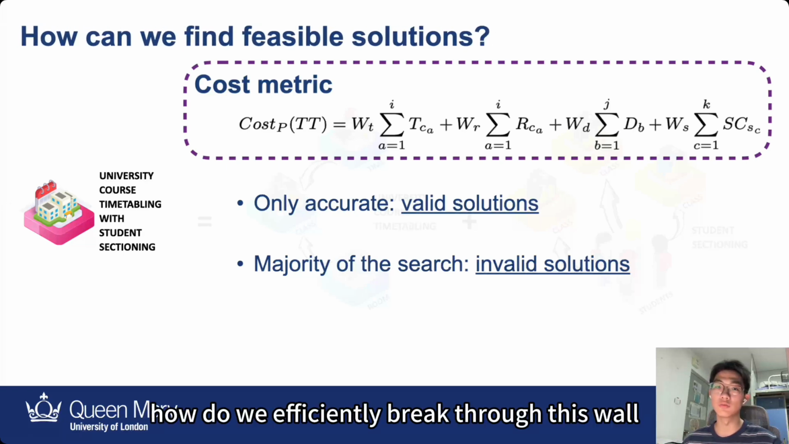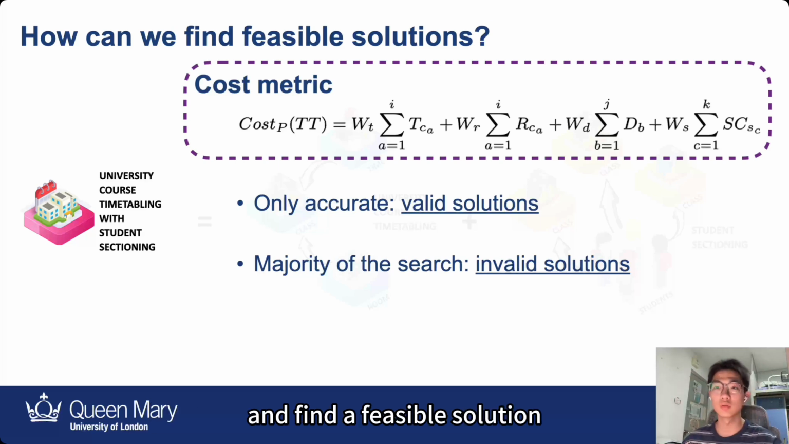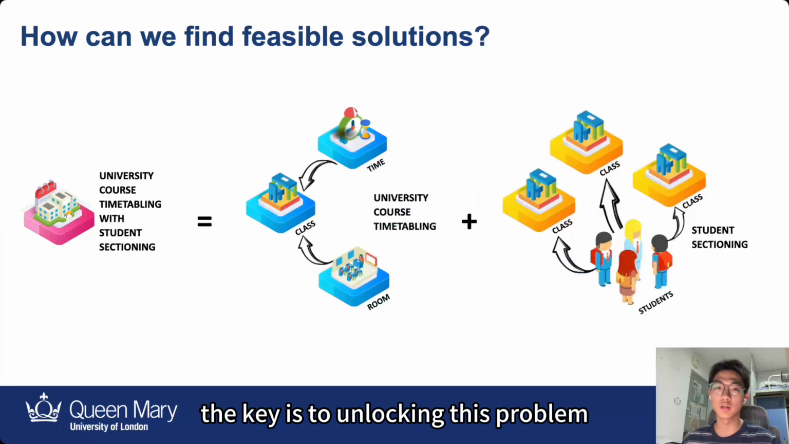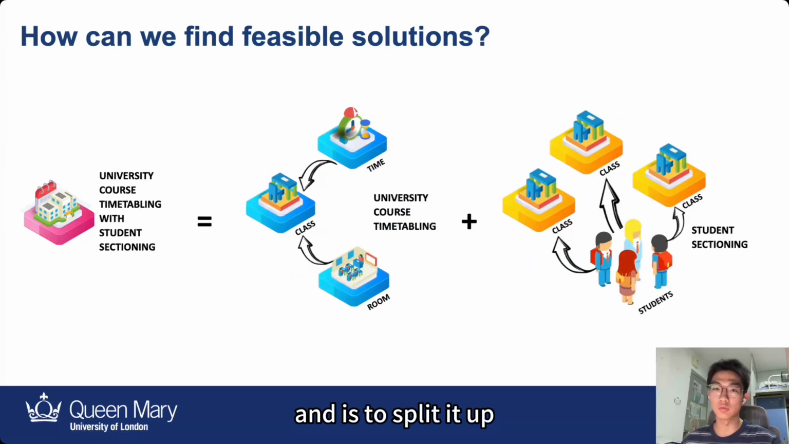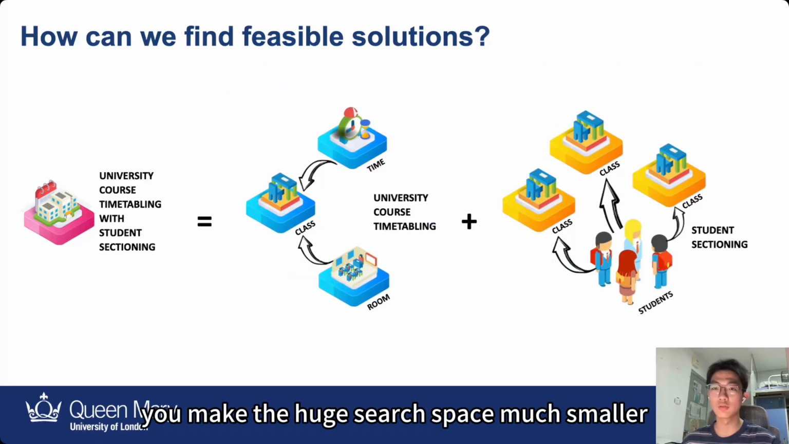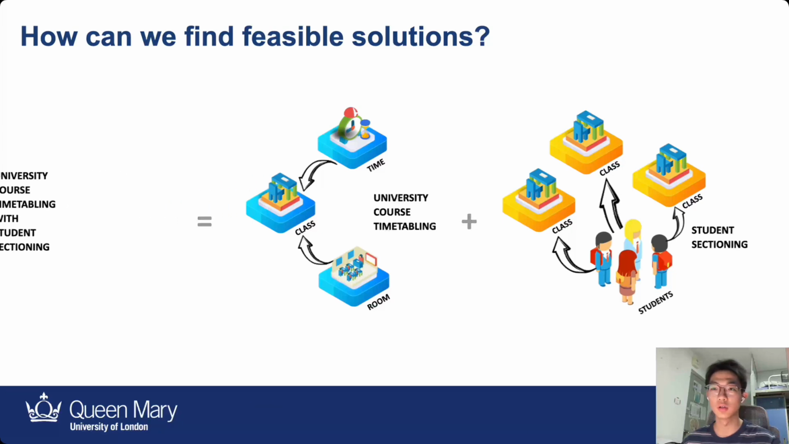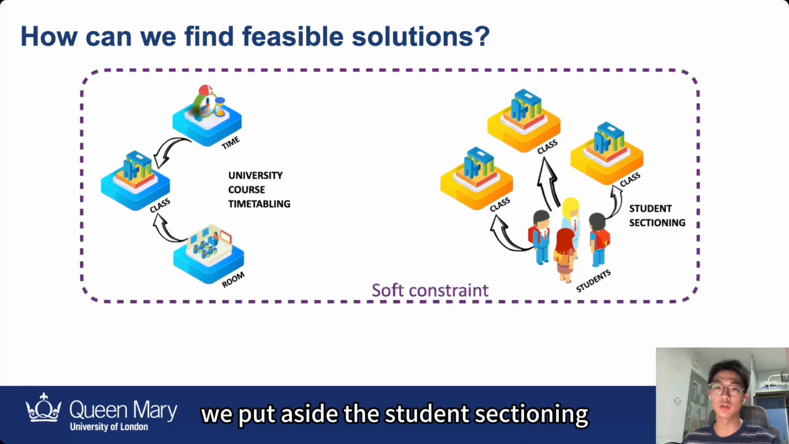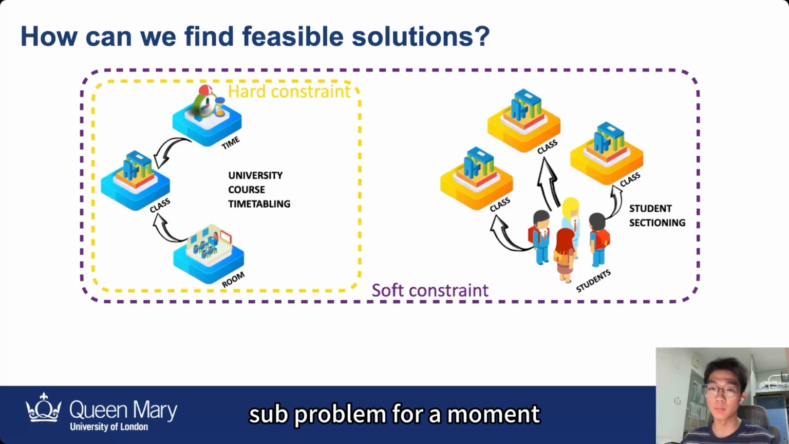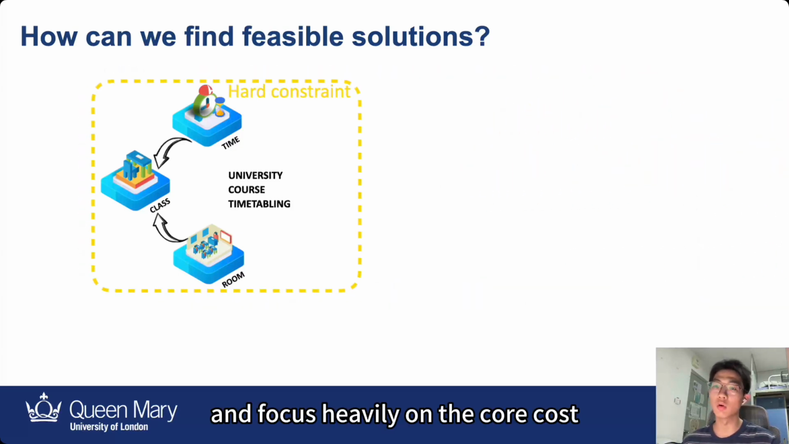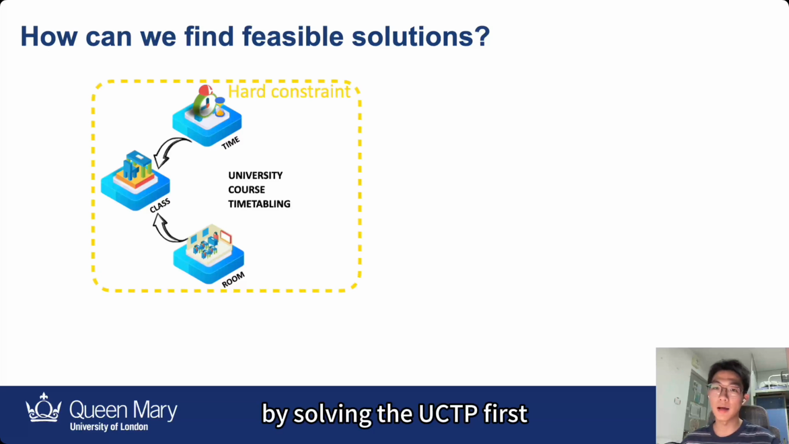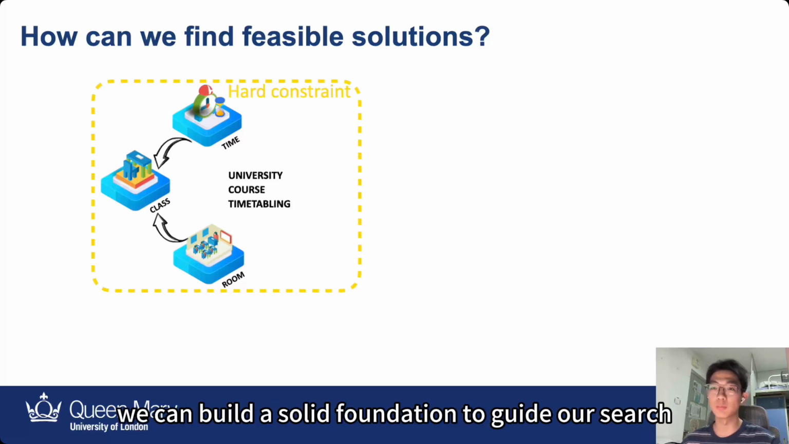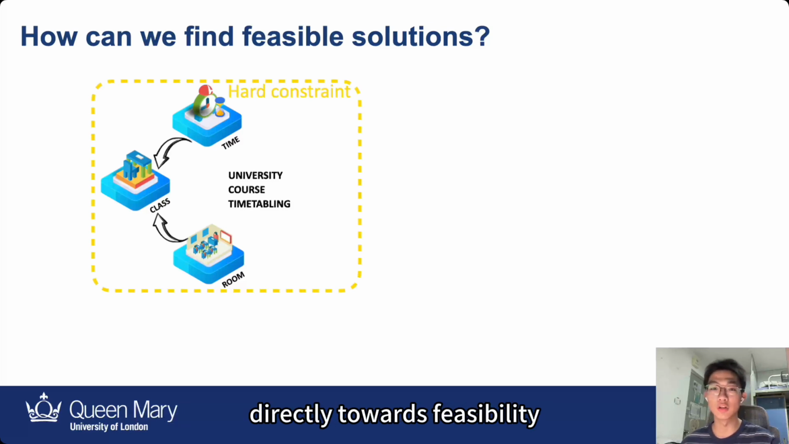So how do we efficiently break through this wall and find a feasible solution? The key to unlocking this problem is to split it up. You make the huge search space much smaller. We put aside the student sectioning subproblem for a moment and focus heavily on the core course timetabling subproblem, the UCTP. By solving the UCTP first, we can build a solid foundation to guide our search directly toward feasibility.